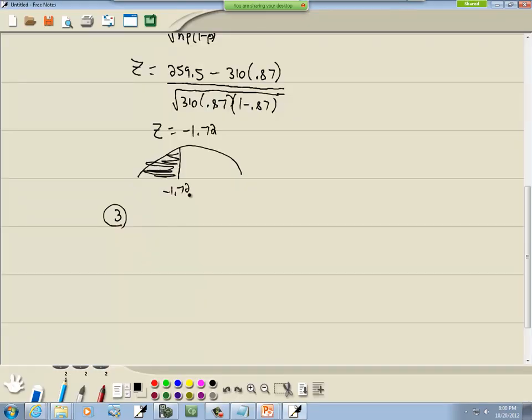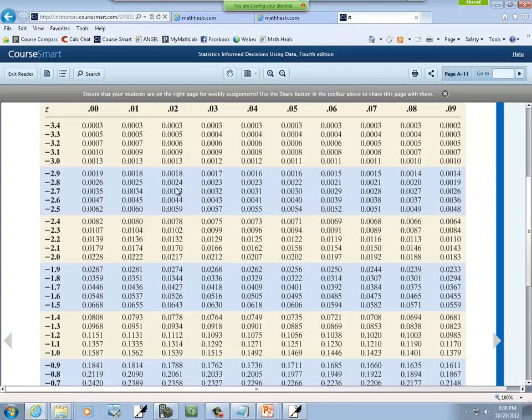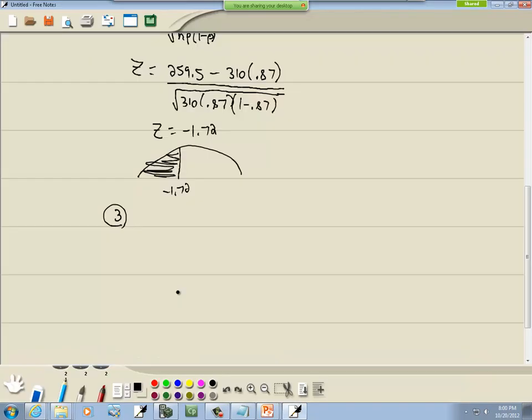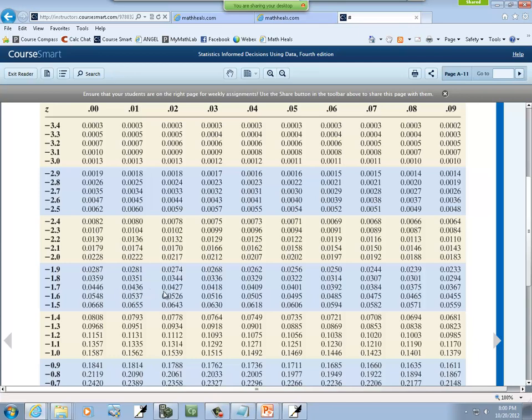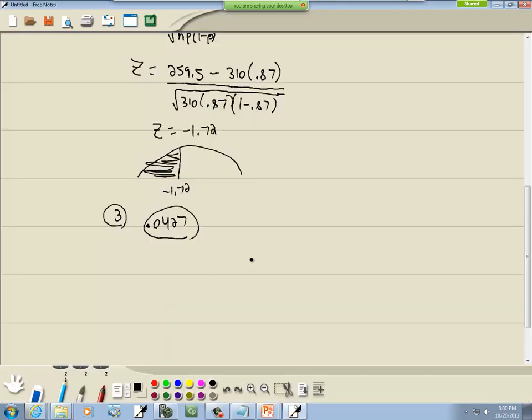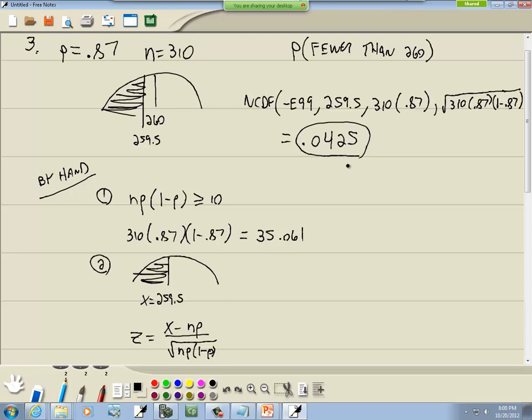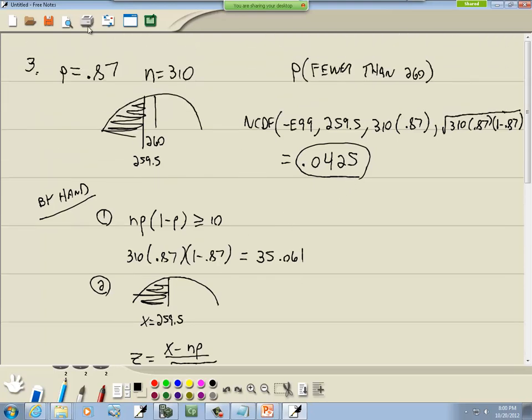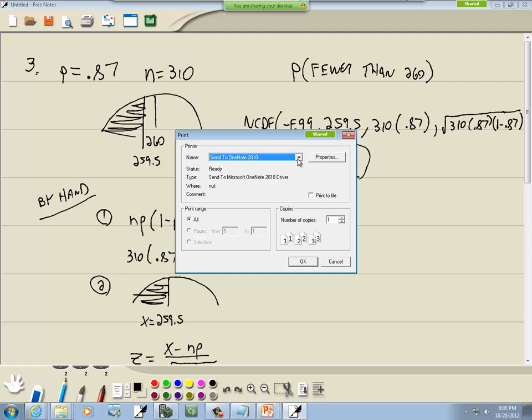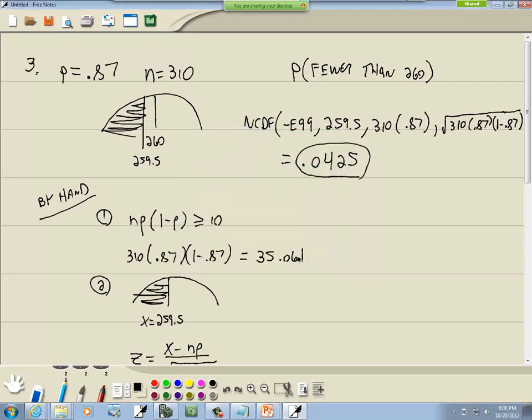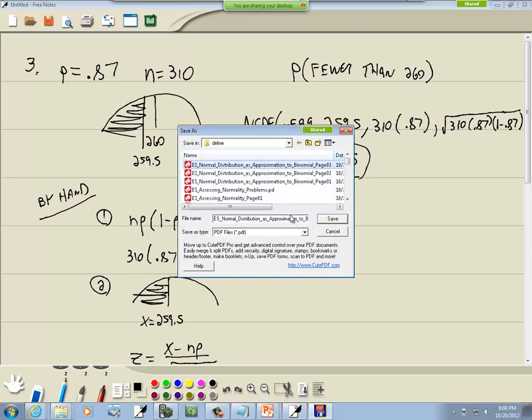Now the 2 here is in the hundredths place, so I'm looking in this column. Negative 1.7, I get 0.0427. Let's see how that compares. 0.0425, fairly close. Again, our calculator is actually more accurate in that regard. Or if you're doing it in Excel, your Excel will be more accurate because it's not limited by the tables.